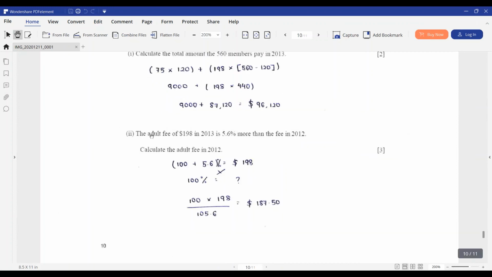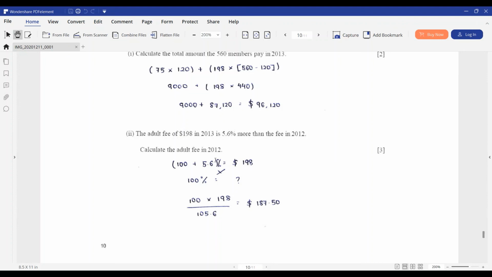Part 2: The adult fee of $198 in 2013 is 5.6% more than the fee in 2012. Calculate the adult fee in 2012. So you're going to take 100 and add 5.6%. This 105.6% is equal to $198.